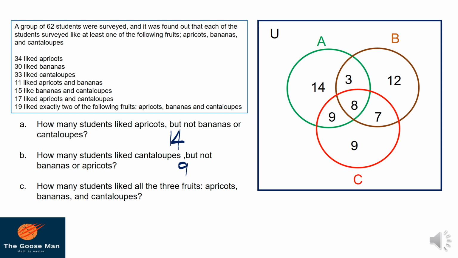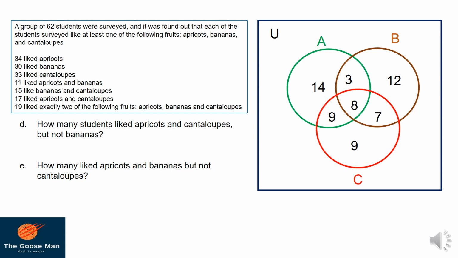Next, how many students like all three fruits, apricots, bananas, and cantaloupes? Again, we will look for the intersection of the three sets, namely the apricots, bananas, and the cantaloupes. And the answer here is 8, since this is the intersection of the three sets.